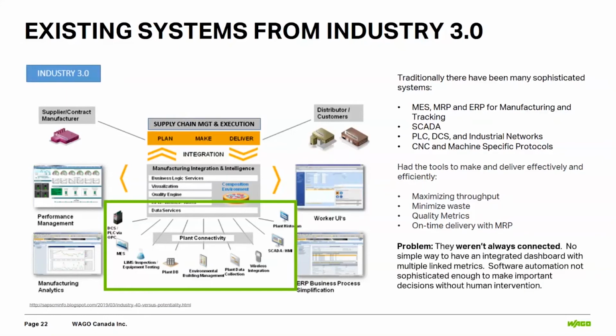The problem is that these systems weren't always properly connected or were difficult to connect. There was no simple way to have an integrated dashboard with multiple linked metrics. Further to that, the software automation was not sophisticated enough to make important decisions without human intervention. So really, when we go back to the definition of smart factory, we're talking about automated decision making or helping with the automated decision making process.